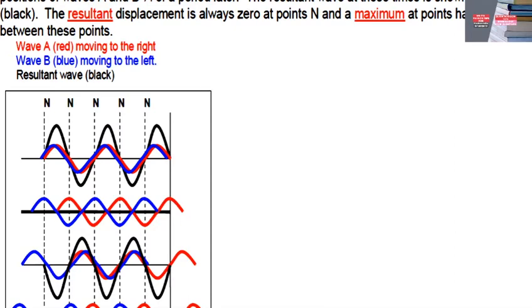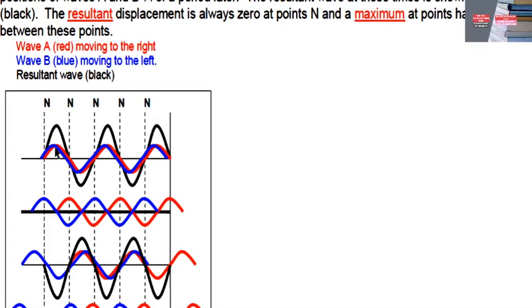All right, so the diagram now below shows how two progressive waves form a stationary wave. The red wave, which is wave A, moves to the right, wave B moves to the left. Each diagram shows the positions of the waves A and B a quarter of a period later. The resultant wave at these times is shown in black. The resultant displacement is always 0 at points N and maximum at points halfway between these points. So like I said, wave A is moving to the right, wave B is moving to the left, and the resultant wave is shown in black, as you can see.